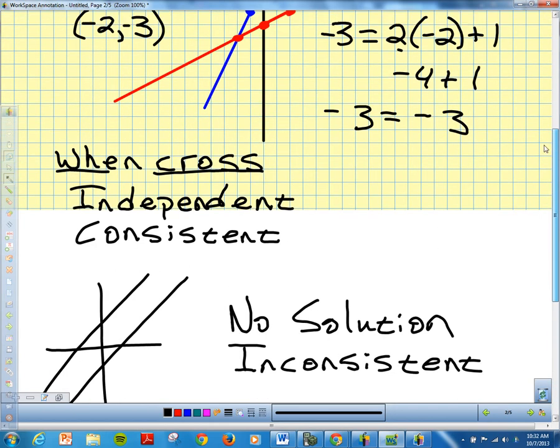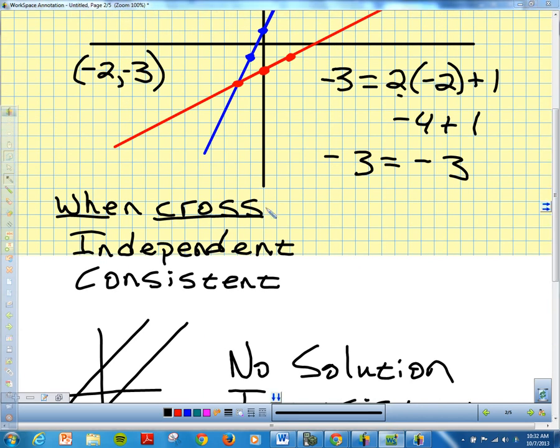Okay, the first one up here, when the lines cross, makes sense that it's independent because there's only one solution. You're an independent person, you're off by yourself, right? You don't need the help of others. So independent, one solution, consistent, it just makes sense because there is a solution. So that's kind of how I remember one from the other.